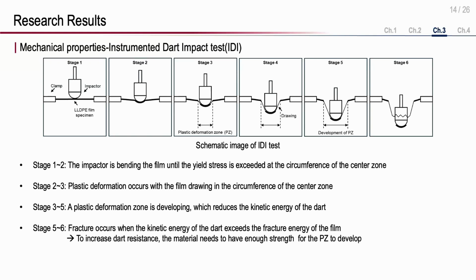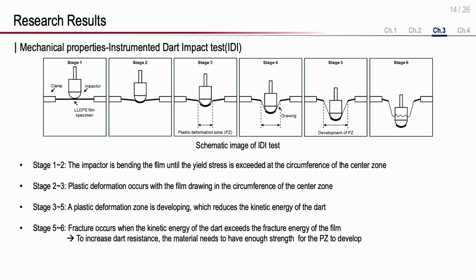In stage 1 through 2, the impactor is bending the film until the yield stress is exceeded at the circumference of the center zone. And then in stage 2 through 3, the plastic deformation zone occurs with the film drawing in the circumference of the center zone. And then the plastic deformation zone is developing, which reduces the kinetic energy of the dart. And the last stage is when fracture occurs when the kinetic energy of the dart exceeds the fracture energy of the film.